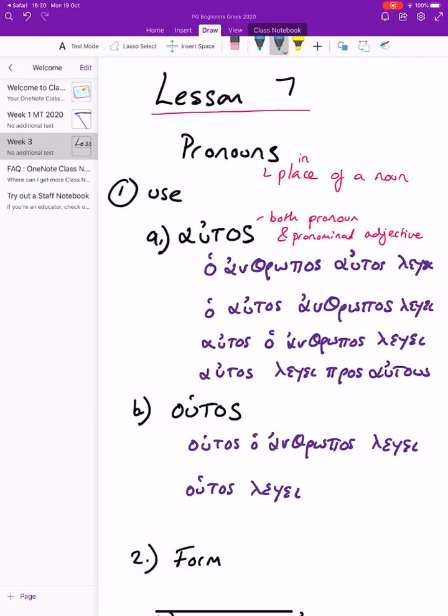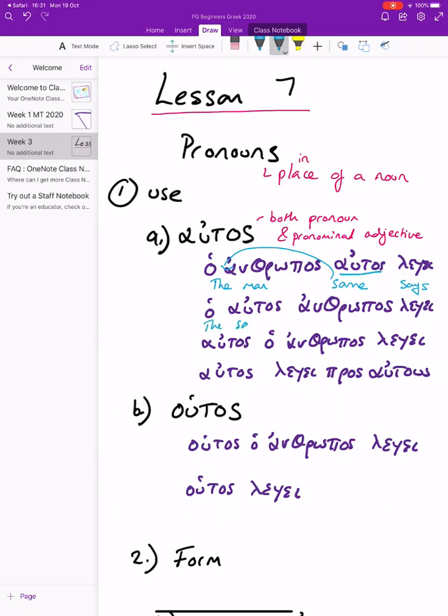Ho anthropos autos lege. The man says. Here, autos means same. So you've got the same man says. And the second sentence means the same thing.